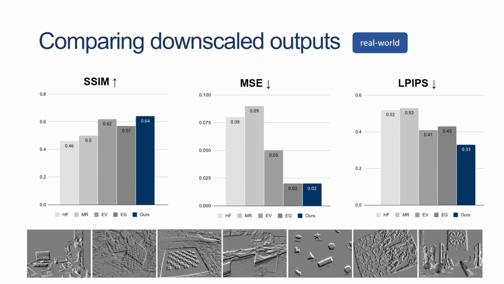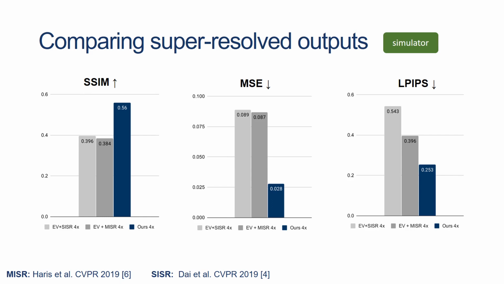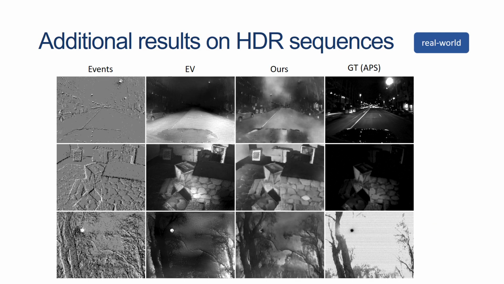We use real-world sequences and show that we outperform previous methods on average in terms of the structural similarity SSIM, mean squared error MSE, and a learned metric called the perceptual similarity LPIPS. We also compare our results to EV combined with 2 recent single image super resolution, SISR, and multiple image super resolution, MISR, methods in the 4x setting. Our method outperforms both combinations of EV plus SISR and EV plus MISR. Our method is capable of reconstructing high-quality images under challenging and extreme dynamic range conditions.